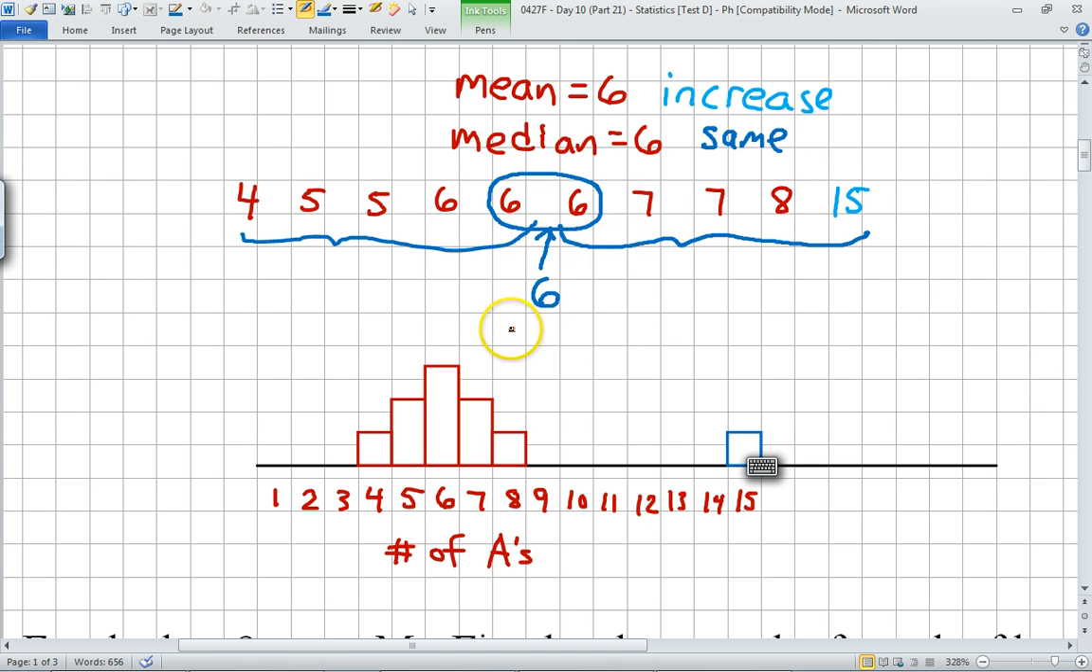Now, let's talk about the standard deviation. Do you guys remember what the standard deviation represents?